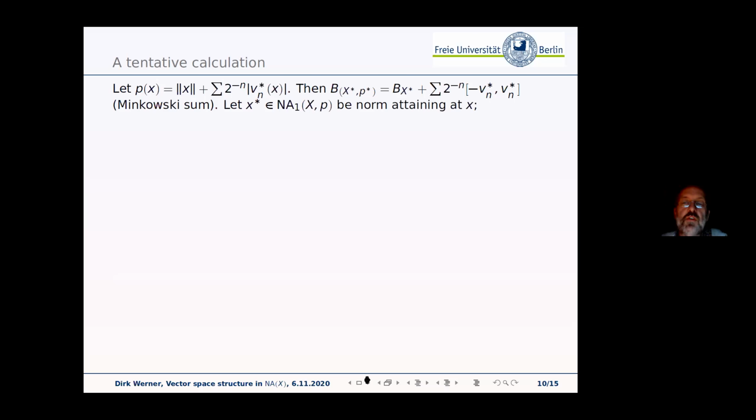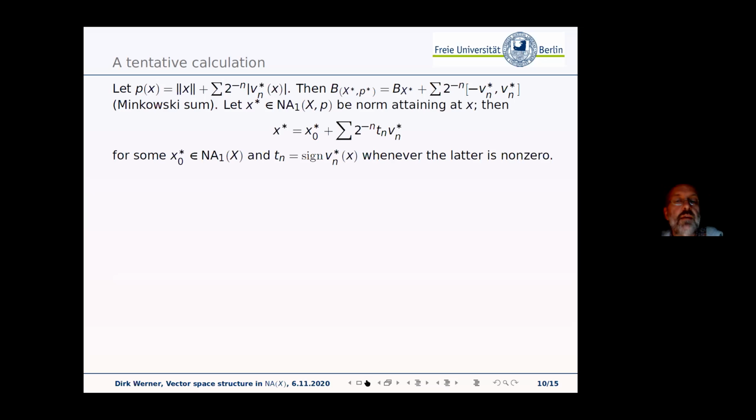So what can we say? We can decompose it according to the first line. But if x star is norm-attaining for the renorming, and the support point is x, then this x naught star will also be norm-attaining with the support point x. And also, whenever v_n star of x is positive, then our choice of t_n must be 1. And when it's negative, our choice of t_n must be -1, because otherwise this won't be norm-attaining to begin with.